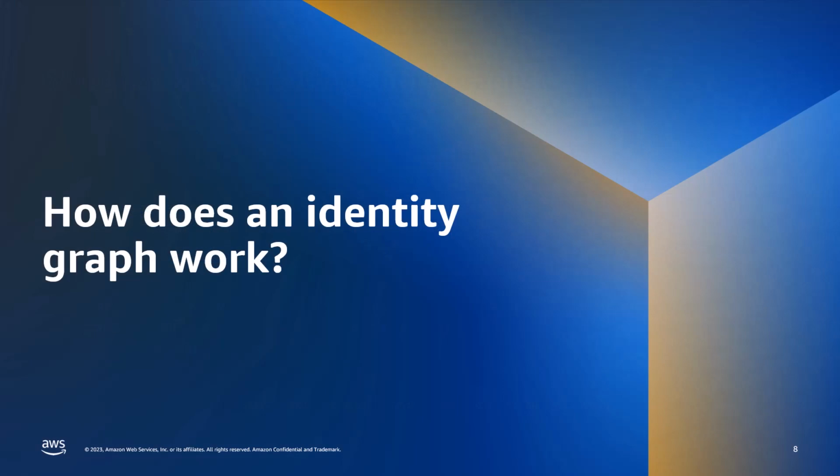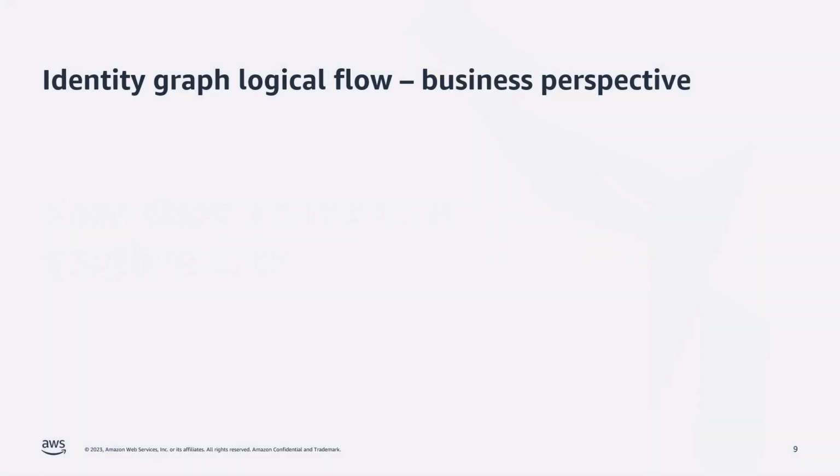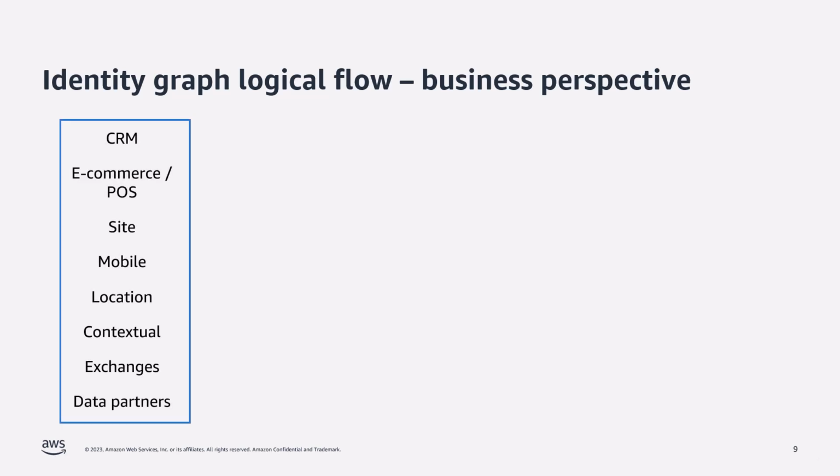So how does an identity graph actually work? Well, identity graphs are typically one part of the larger identity resolution flow. So if we look at the logical flow from a business perspective, we can break it down into several layers. So first, we collect structured and unstructured data from different sources.